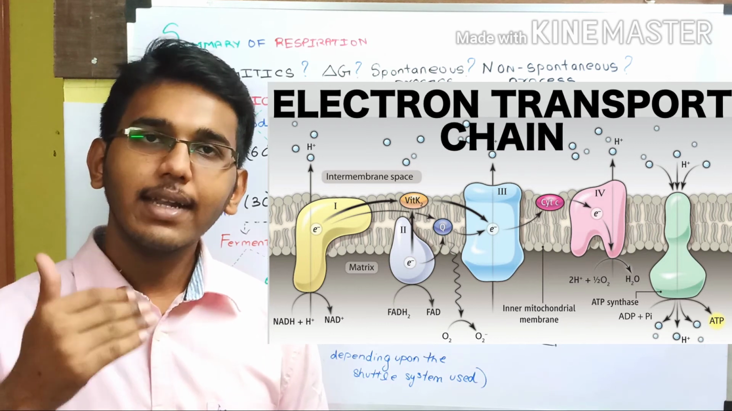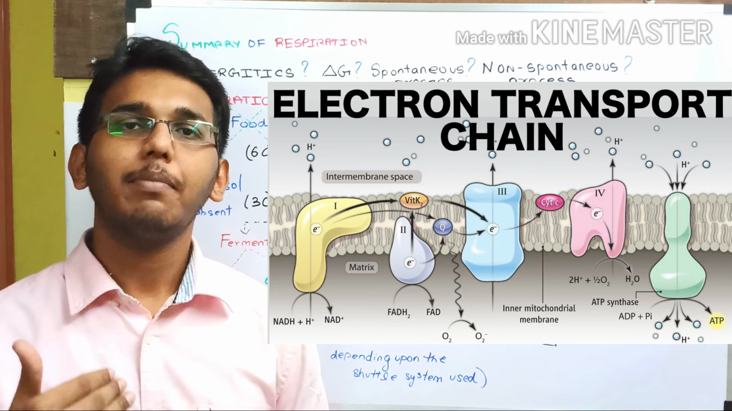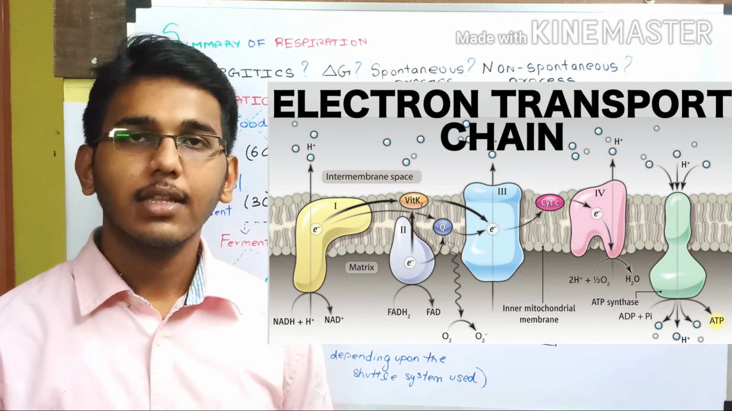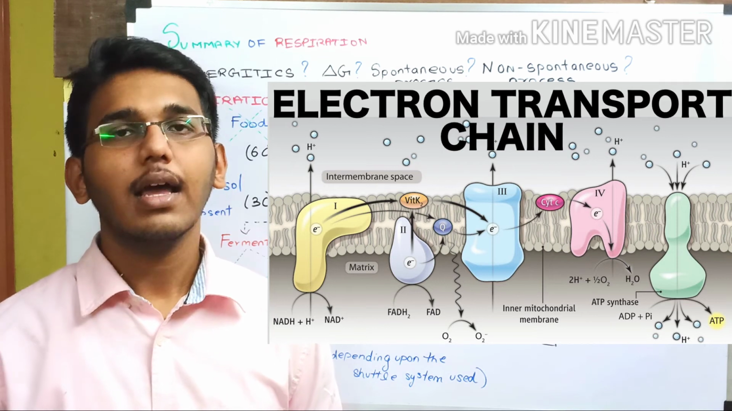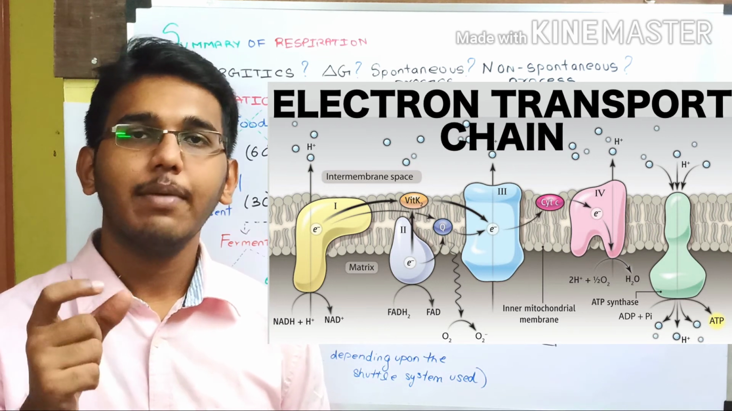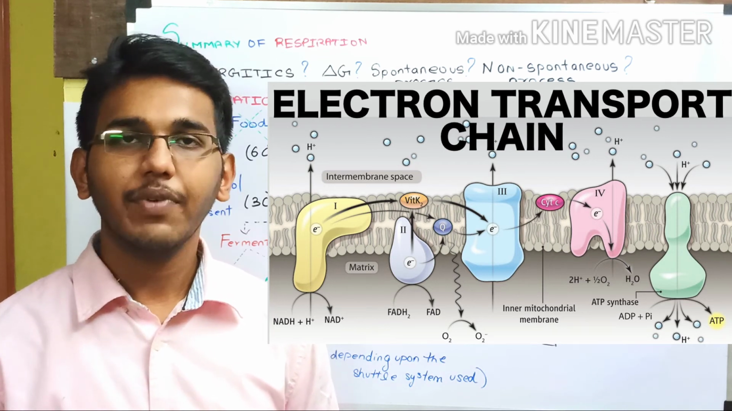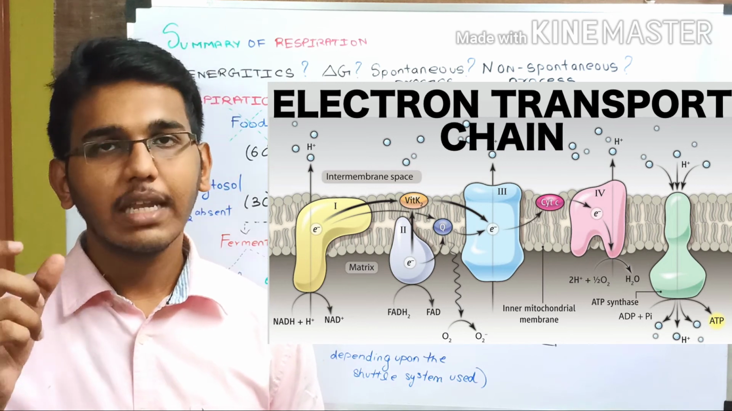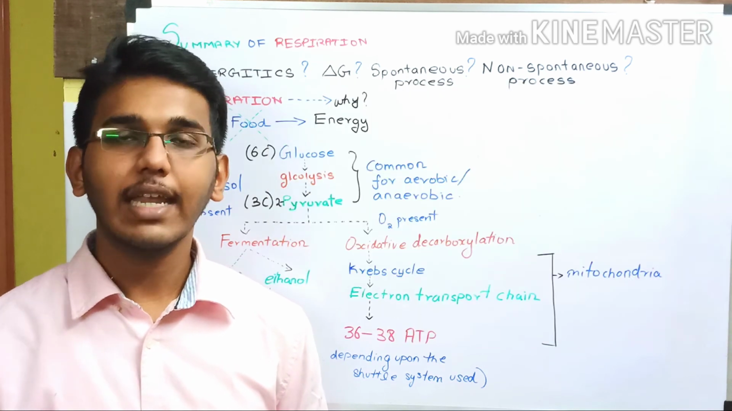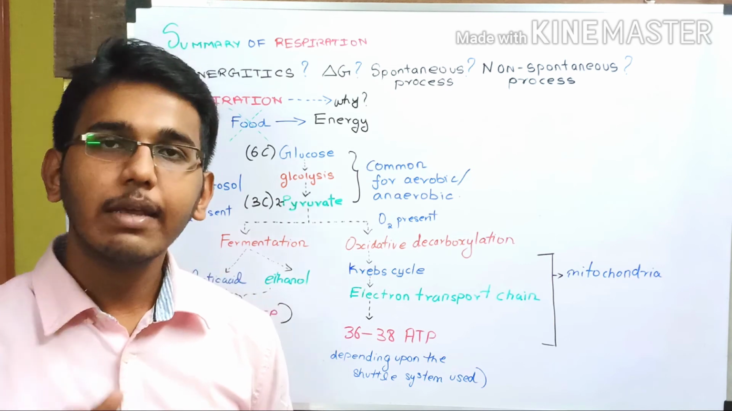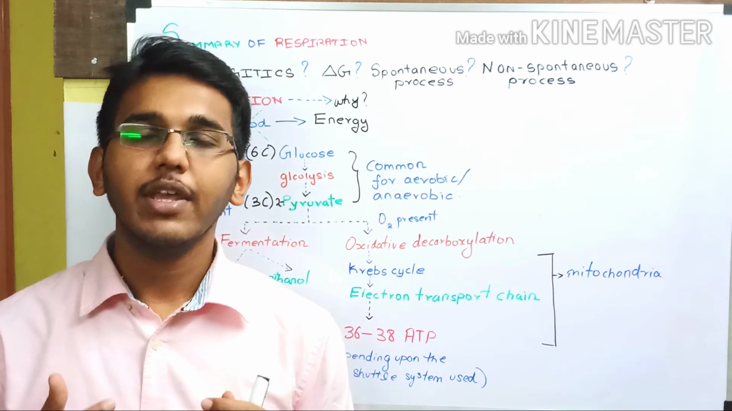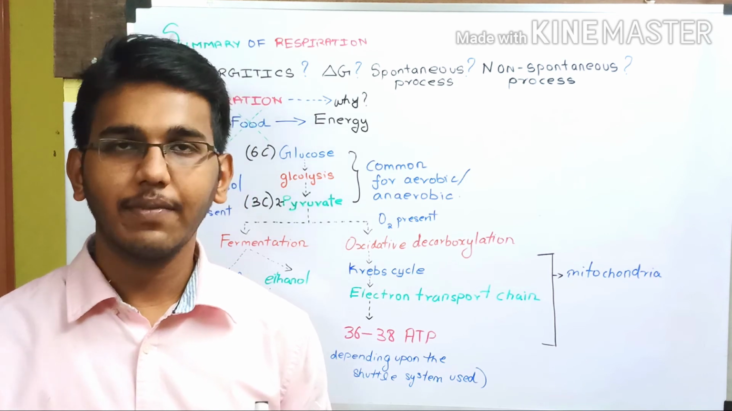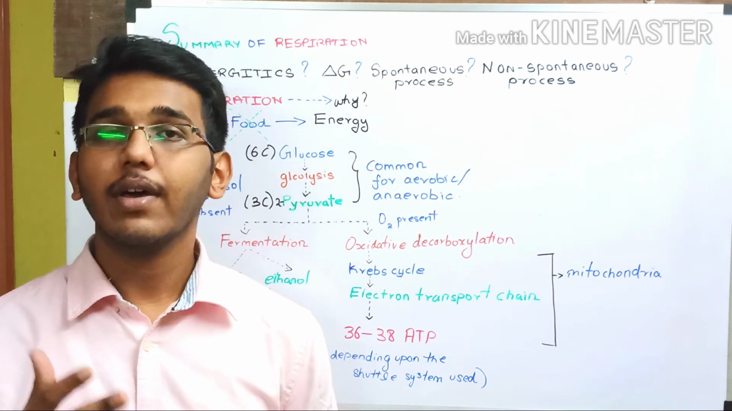To maintain this proton gradient between the matrix and the intermembrane space, the protons from the intermembrane space will move to the matrix again with the help of an enzyme called ATP synthetase. When the protons move through the ATP synthetase, it will produce ATP molecules, which are the ultimate product of our respiration, and these ATP molecules can be used for various biological activities whenever required.